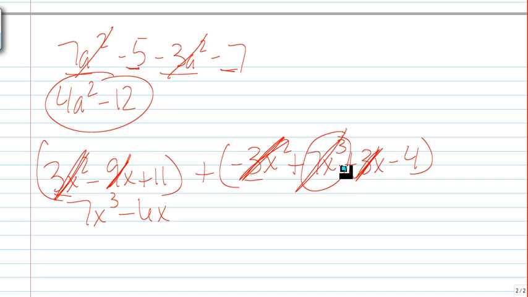I have 11 and a negative 4. So now what's 11 minus 4? It's a positive 7. So my final answer is going to be 7x to the third minus 6x plus 7.